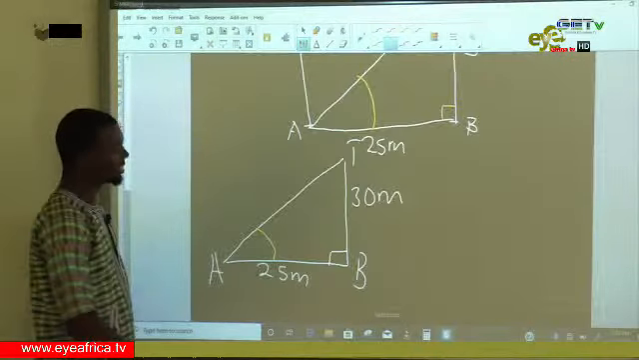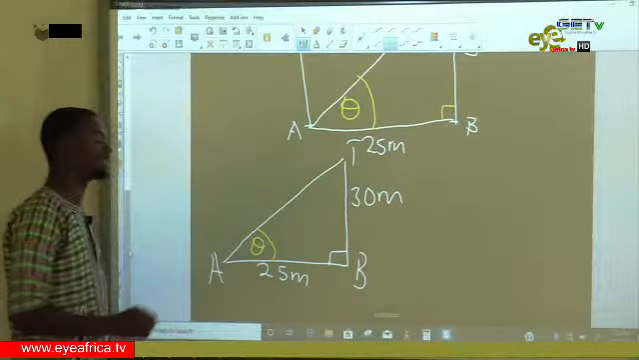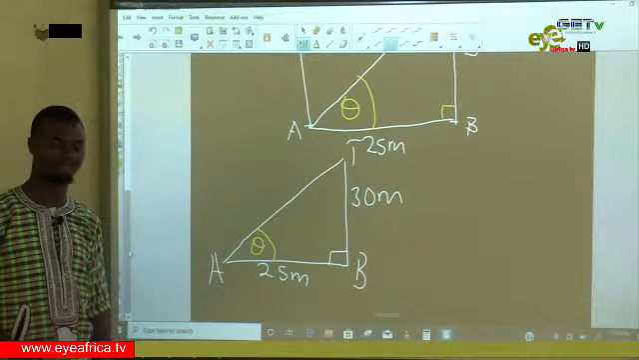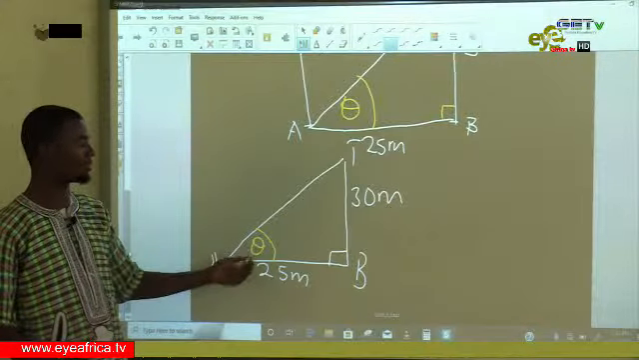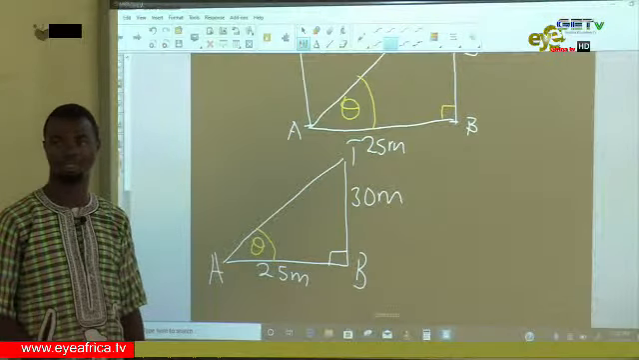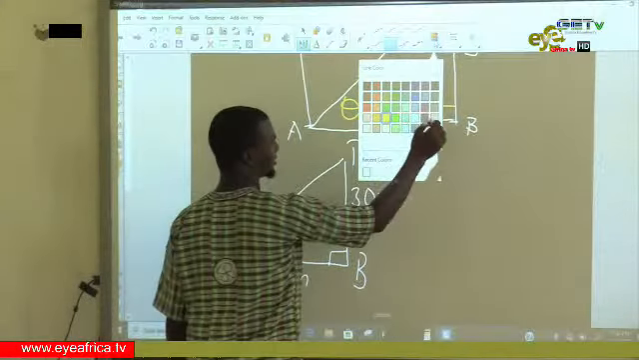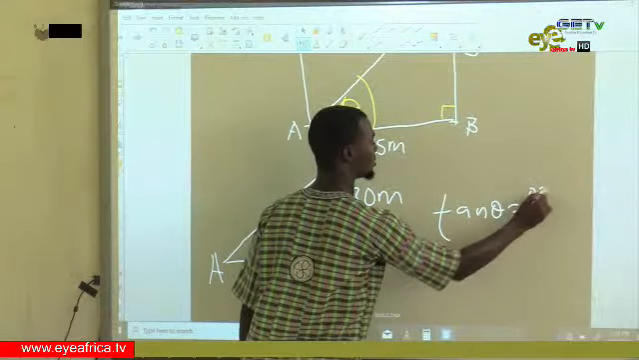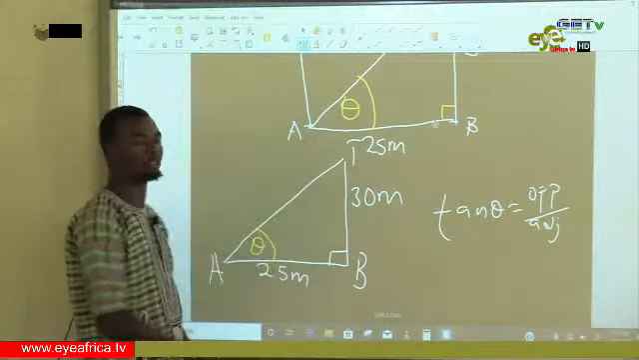So what is that angle? The angle is what we have here. So we label it theta. We use trigonometric ratios to find the angle theta. We look at which of the three ratios is more suitable to use. If you look at this right angle triangle, the hypotenuse is not there. So when the hypotenuse is not there, what do we use? We use tan. So we'll have tan theta equals opposite over adjacent. Because we have no hypotenuse, we use tan theta.